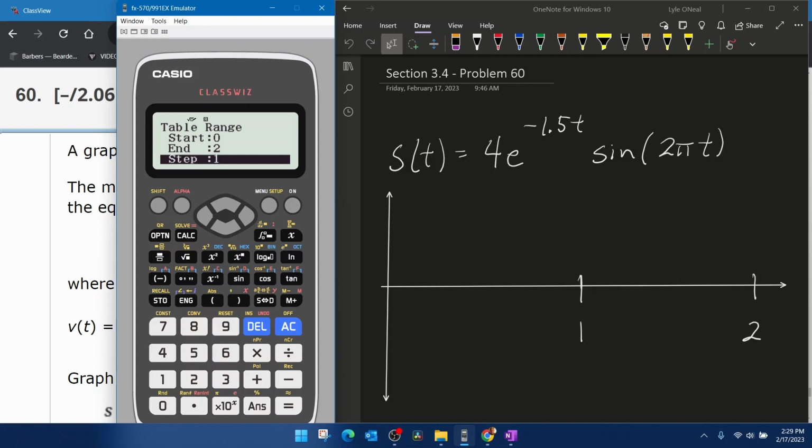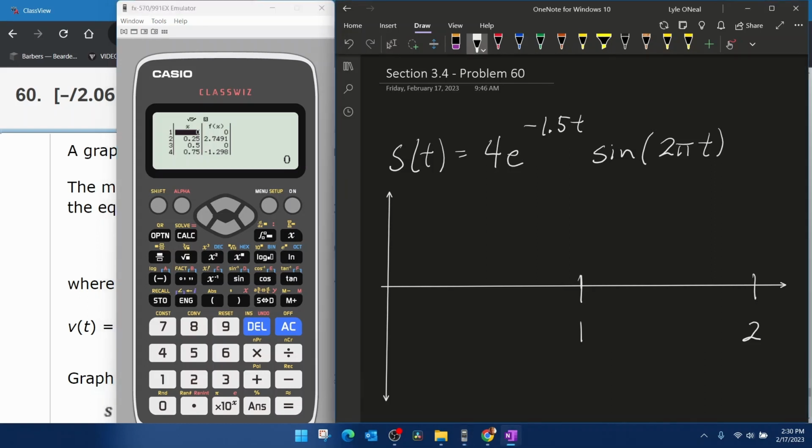And so I think 0.5 is pretty good, but to get a really accurate picture here, let's say 0.25. And so that'll give us, what is that, 3 points in between 0 and 1. Hit equals, and it's hard for you to see, I bet, in the video. But that says when x is 0, y is 0. So we can put that point on our graph.